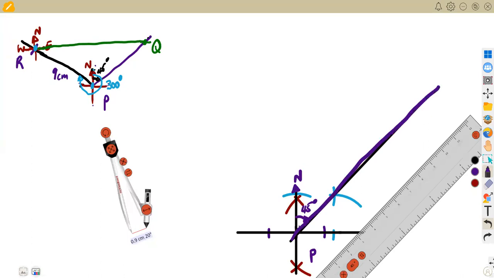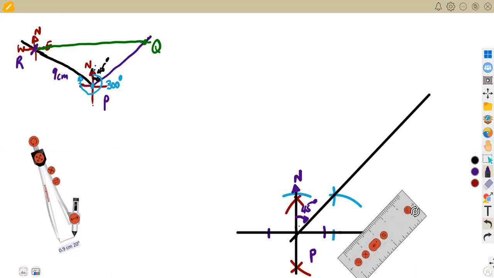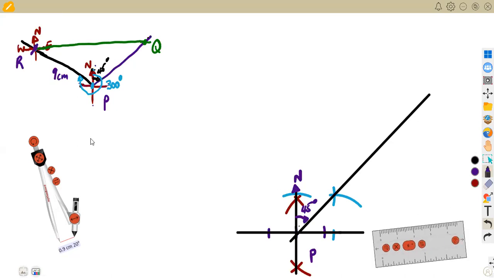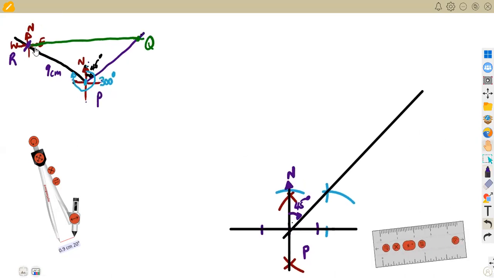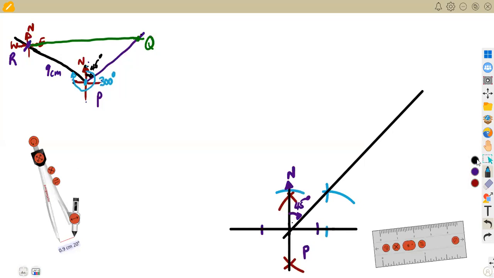So we are going to see this Q later on because we are told that it is due east of R. So we need to construct, or we need to have the point R first. So the question is, how are you going to construct this angle of 300 so that we obtain this R here, which is 9 centimeters from P?